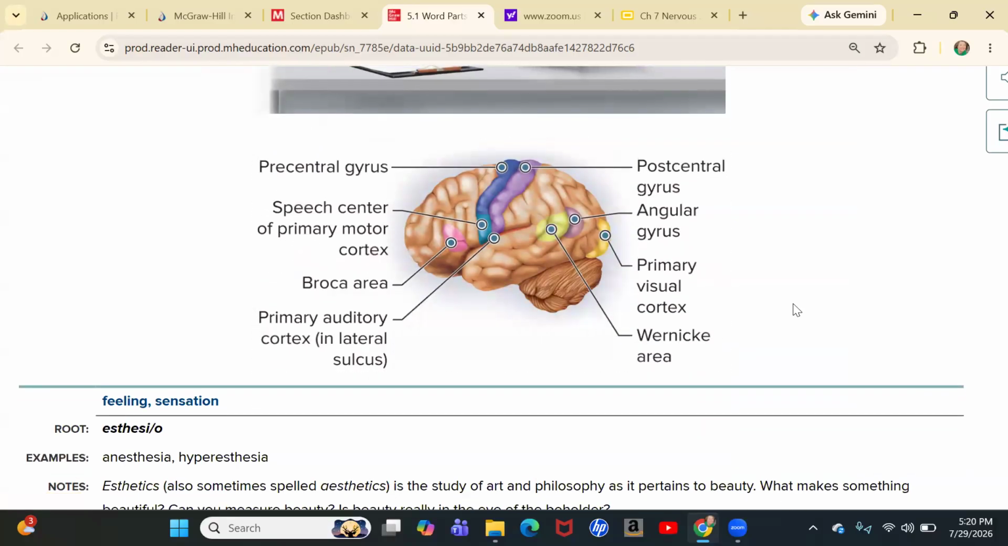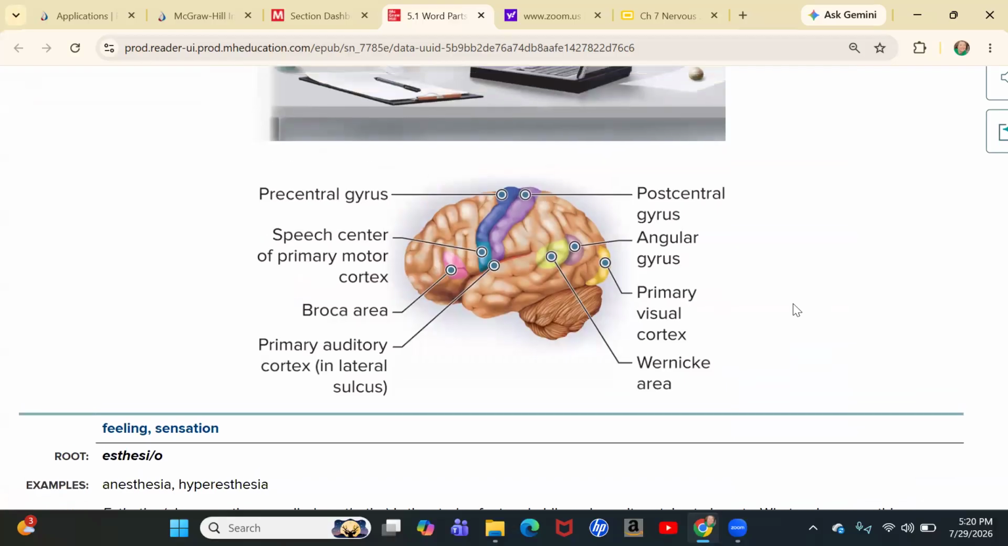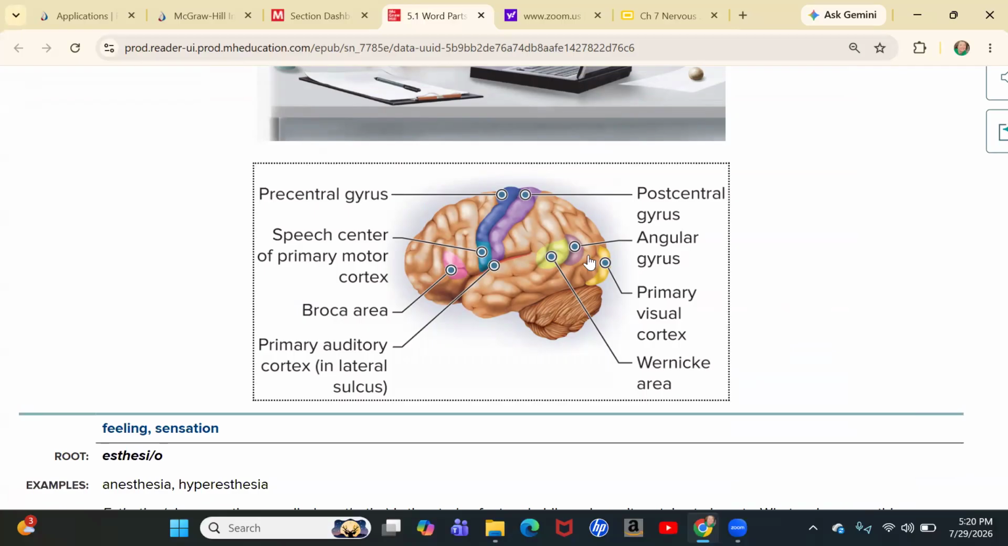You see the different gyri here of the brain, the major folds of the brain that we spoke about before. The pre-central gyri here, the post-central gyri, the angular gyri. Not that you really need to remember the names of all of these specific gyri areas, but just know that they exist and be familiar with what a gyrus is, and the different lobes of the brain.